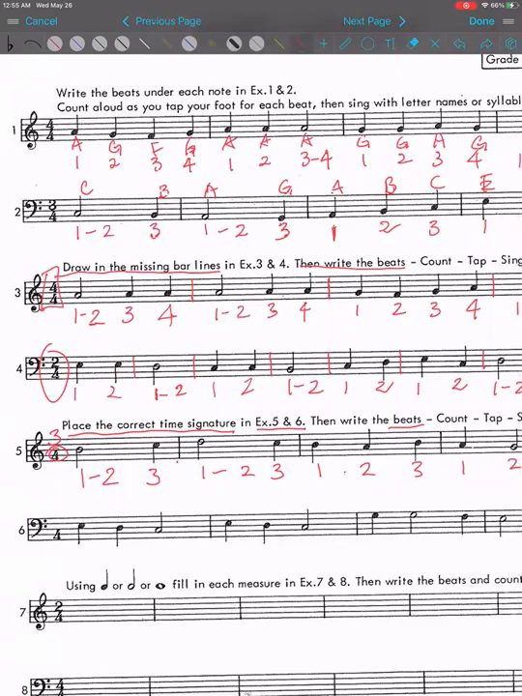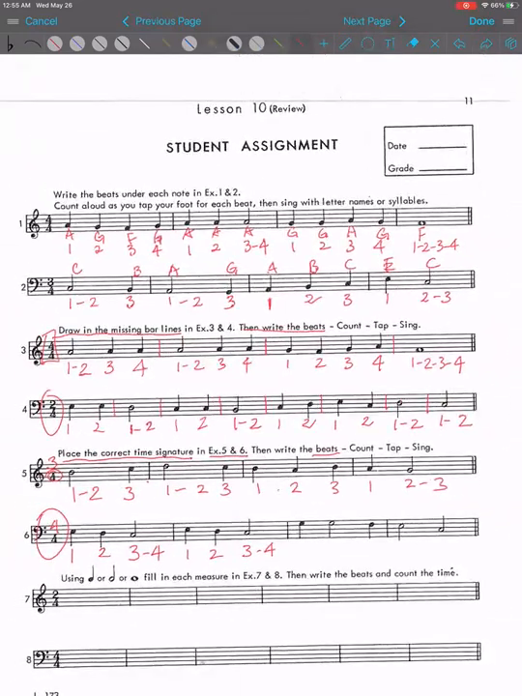Next question. So here we have 1, 2, and then 3-4. So you have a total of 4 quarter notes here. So I'm going to write a 4 here. Then 1, 2, 3, 4. And then 1, 2, 3, 4. 1-2, 3-4.